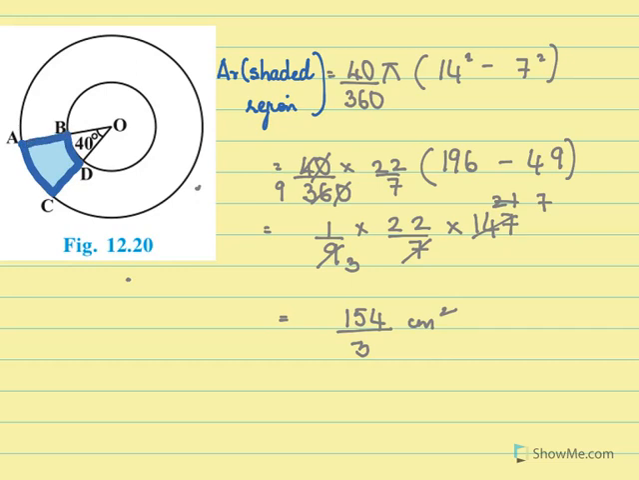So the area of this region, that is the shaded region, is 154 over 3 centimeter square. And to go over the sum again, how did we find out the area of the shaded region? In the first step, we found this area, and from there we subtracted the green area. And once we subtracted the green area, what remained behind is the blue area of the shaded region.